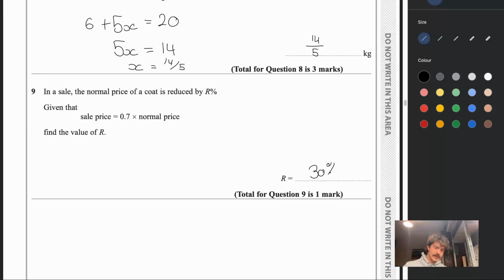30% reduction. In other words, you start with your normal price, say £100, and you end up at your sale price, which would be, in this case, £70. Thinking about what that would be as a reduction, it's just the opposite way around. You're reducing the normal price by 30% to get to 70.